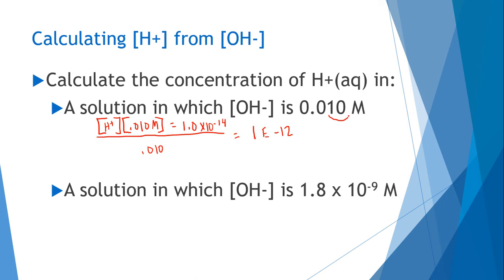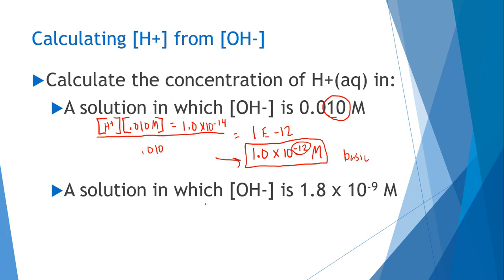Now, we do have to pay attention to sig figs, and this only has 2 sig figs. So this is actually written as 1.0 times 10 to the -12th, and our unit is going to be molarity. On your homework, I'm going to have you classify this as acidic, basic, or neutral. Here we found our H plus concentration, so we need to look at this number right here. Since this -12 is less than -7, this is considered a basic solution.